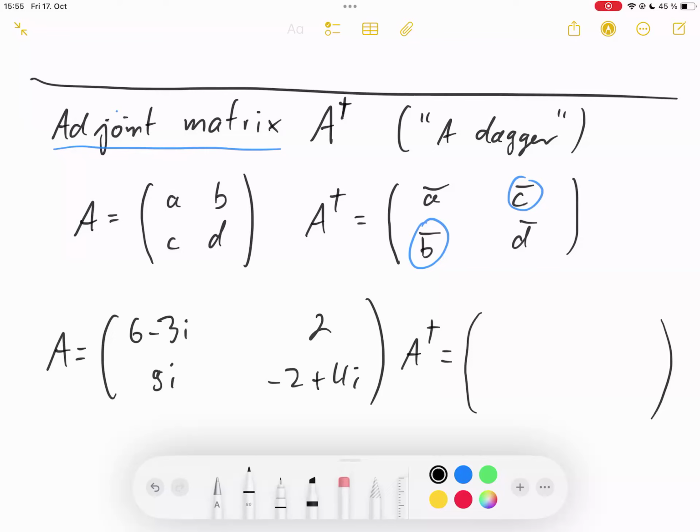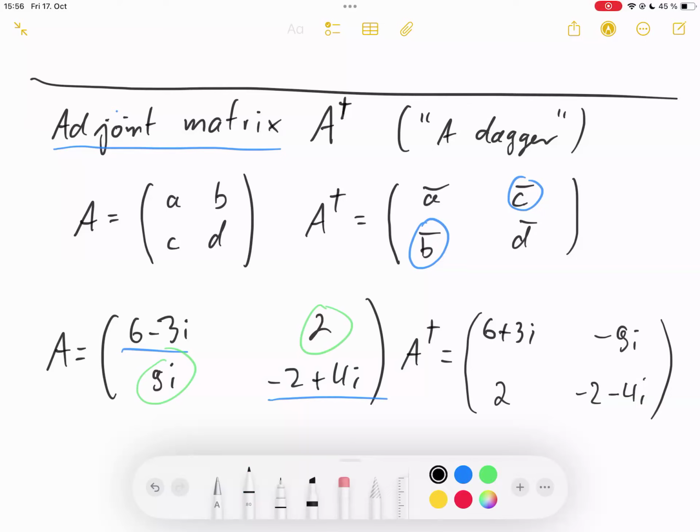So we have already answers in here. So it's 6 plus 3i, like in the conjugate matrix. And this entry down here, the last entry, will be as in the conjugate matrix, so minus 2 minus 4i. But then I have the 2 and the 9i. So the 2 comes down here because I have the transpose, and the 9i goes up here as a minus 9i. That's just one extra step than the conjugate matrix, because the adjoint is just one extra step.